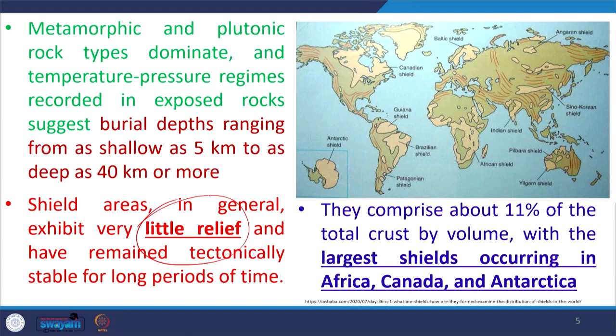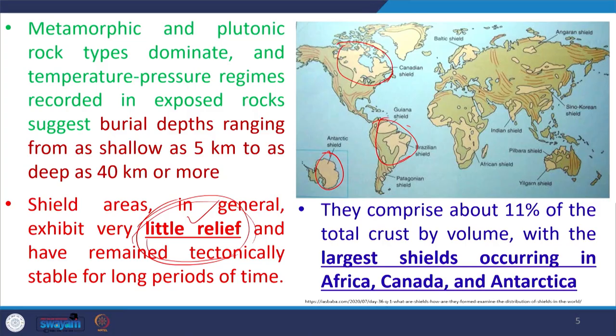Why is it little relief? Because it is of Precambrian Archean age. Once it is exposed in the Archean or Precambrian time, it undergoes continuous erosion and weathering, and finally degradation of its height, and that is why it represents little relief. If you go to the peninsular gneissic complex, the banded gneissic complex in South India, particularly the peninsular part, you will find hardly any variation in relief in this area. So, little relief is a characteristic feature of the shield area.